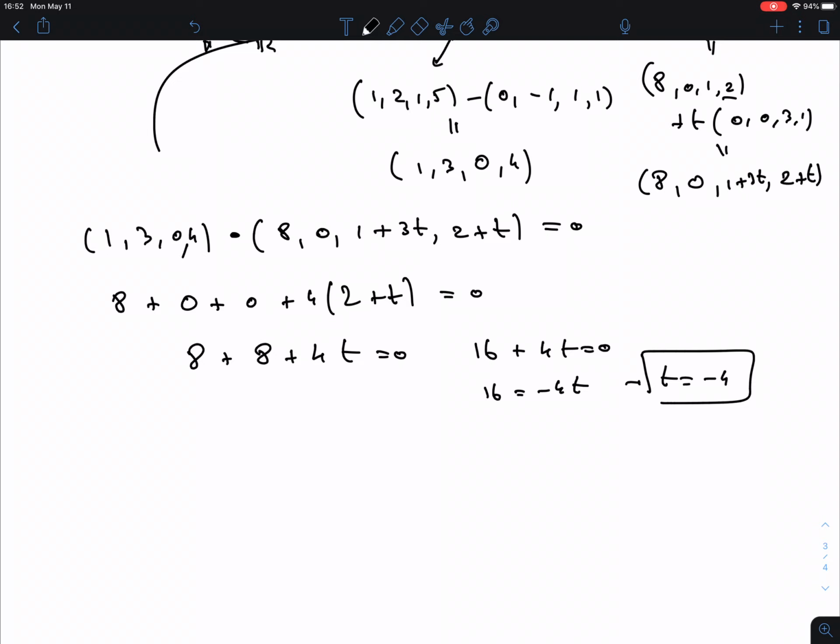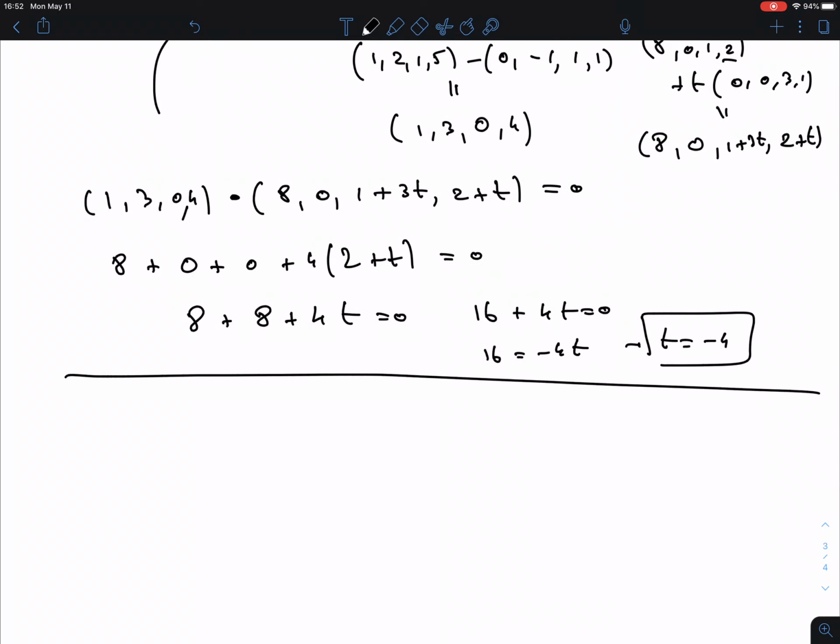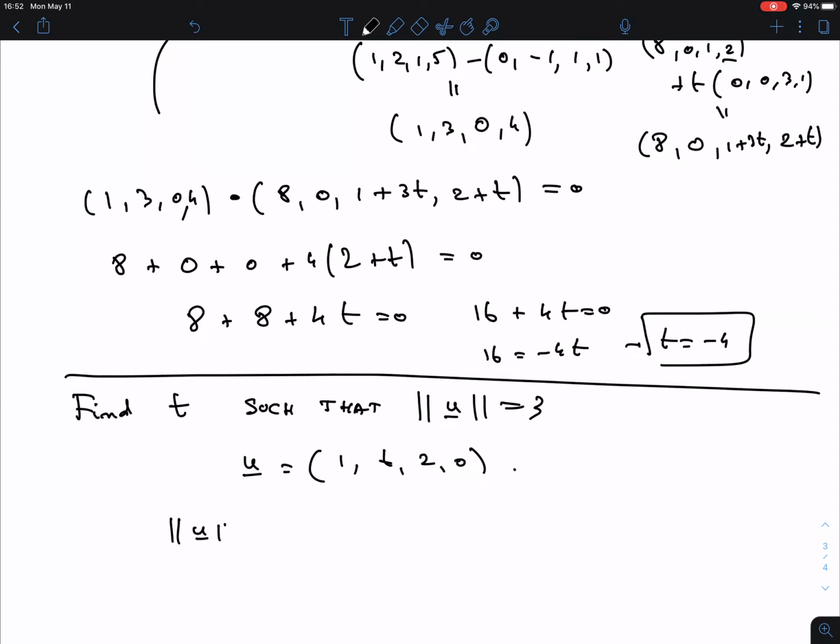Another example of this nature is, find t, again a number, such that the norm of the vector u is equal to 3, where u is the vector (1, t, 2, 0). Okay, so, well, let's calculate the norm of this vector. What's the norm of u? That's the square root, don't forget there's a square root, of the sum of the squares of the coordinates. So 1 plus t squared plus 2 squared plus 0. So square root of t squared plus 5.